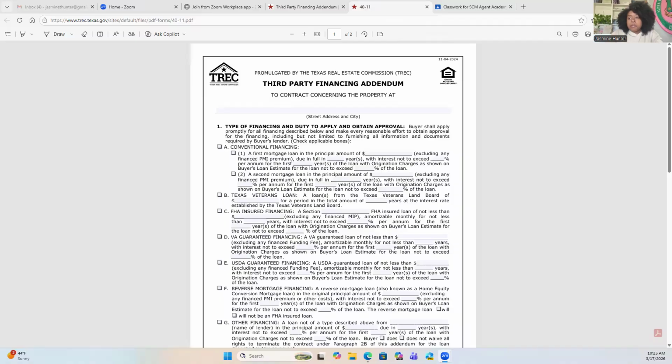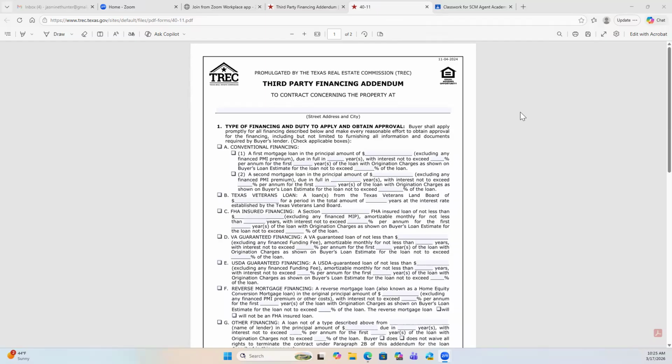Today's addendum is one that you should be using, I would say, in maybe 85% of your transactions, and that is going to be the third party financing addendum. Again, this addendum is something you're going to use quite often. More than likely, you will have a client that needs a loan to purchase a house. If not, you might come across a situation where they would just go cash. Every blue moon, you might see a loan assumption. Very rarely do people see seller financing.